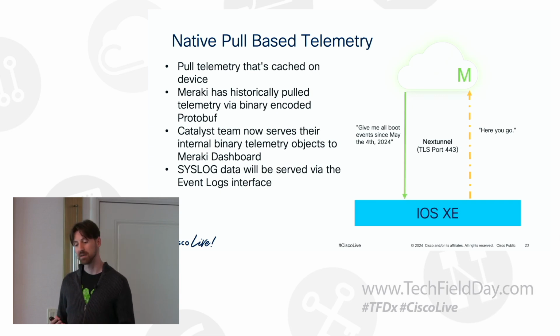And so again, we have Meraki methods with Catalyst interfaces, right? We are using pull-based telemetry. We're doing it over our secure tunnel with some really efficient binary objects, but we found a way to do it in a Catalyst way.